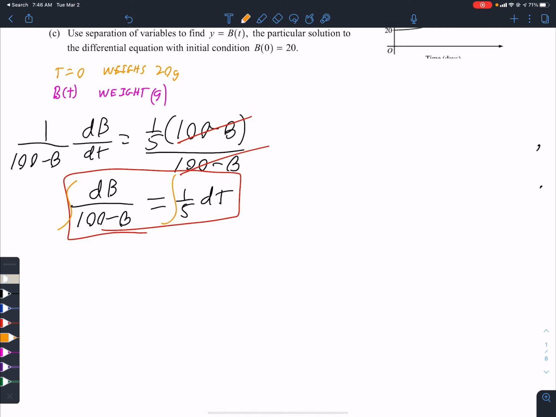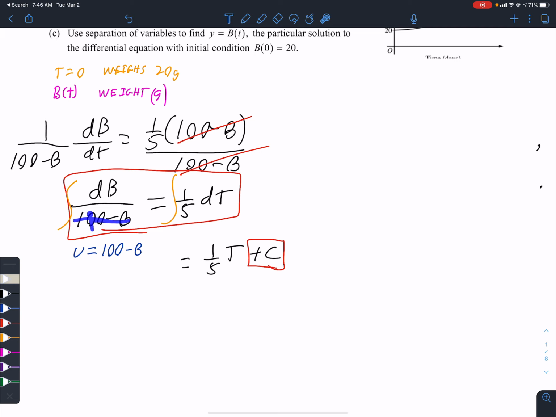Integrate both sides. The right side is super easy. 1/5 t plus c. So in this particular year, they gave you a point for putting plus c. Pretty generous. For finding the antiderivatives, they're going to give it 1 point. But on the left side, I have a problem. I need to do a u sub.